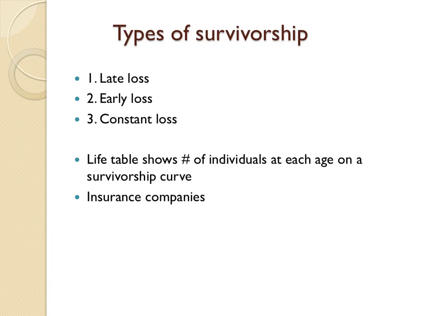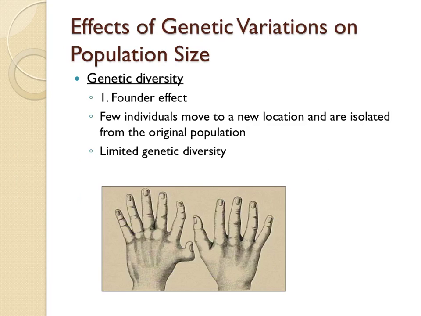So if you're born, unfortunately, with poverty, if you tend to drive a long distance, your likelihood of surviving is decreased, and there's other variables with that too. The effects of genetic variations on population size, this goes back to the old biology days. Genetic diversity is very important for a species to survive, of course.